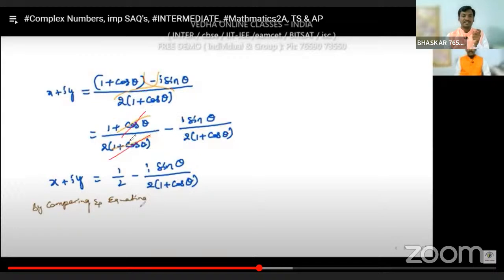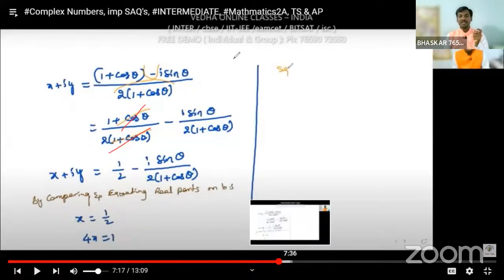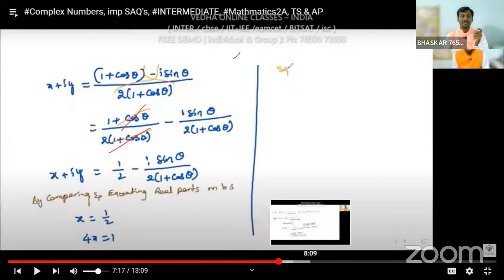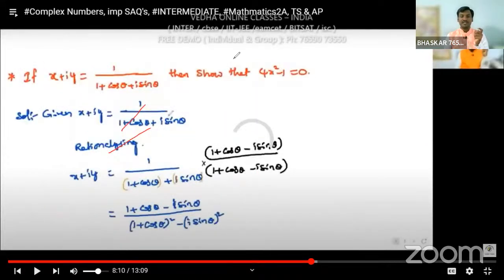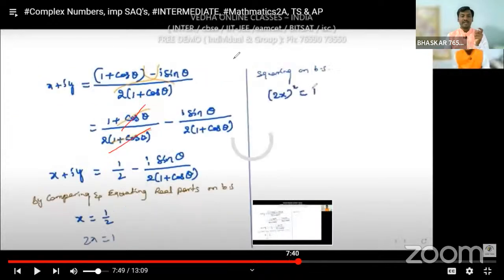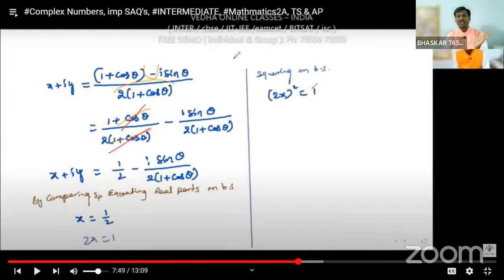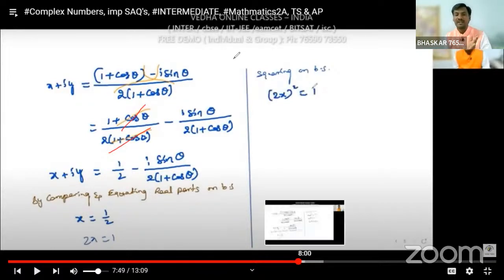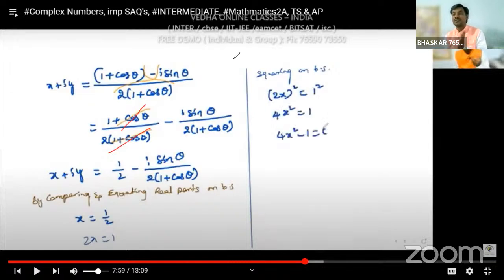Okay, so here we can cancel 1 plus cos theta, 1 plus cos theta, so that we get 1 by 2. So by equating the real parts, I am equating only real parts. Okay, so if we equate the real parts, then what we get here? So x is equal to 1 by 2. That means 2x is equal to 1, and (2x) whole square is equal to 1. So (2x) whole square means 4x square is equal to 1, and 4x square minus 1 is equal to 0.